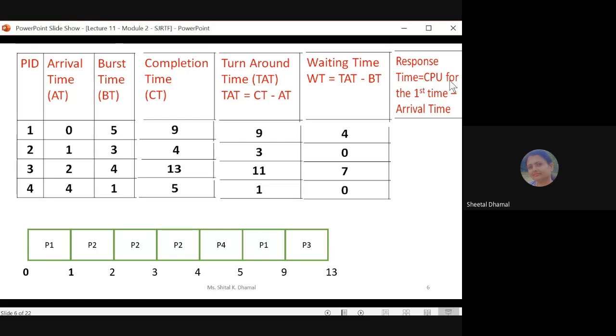What is the formula for that? Response time is equal to the time the process gets the CPU for the first time, from which we have to subtract the arrival time. When did process P1 get the processor? We have to look at the left-hand side number, 0. At 0 time units it first got the processor, so from that 0 we have to subtract the arrival time. So 0 minus 0, that is 0.